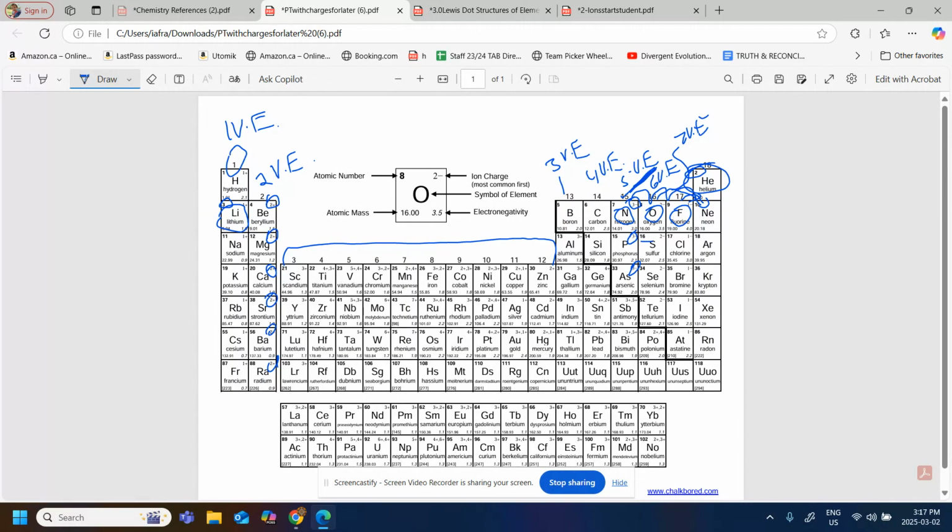But you'll see there's no charges in the noble gases. So why do you think that is? That's right, it's because they already have a full valence shell, so they're not going to lose or gain. They already have 8 valence electrons, except for helium, which has 2, but remember it's its first shell, so it's already full.